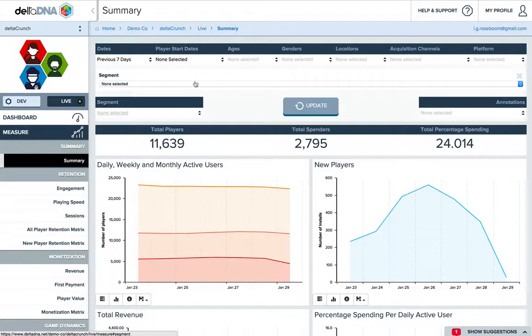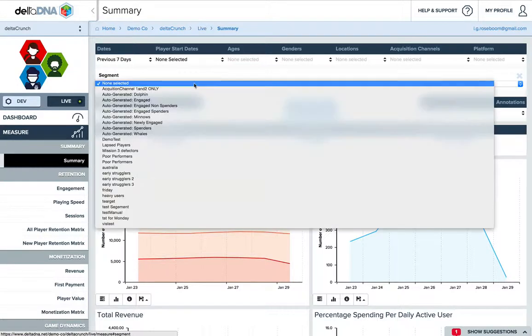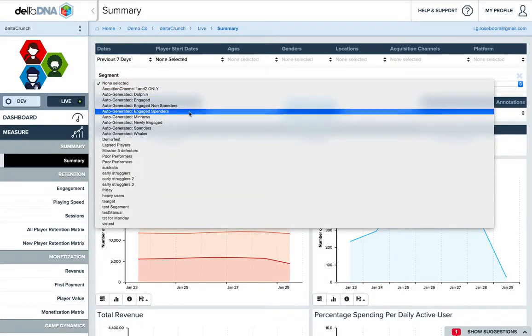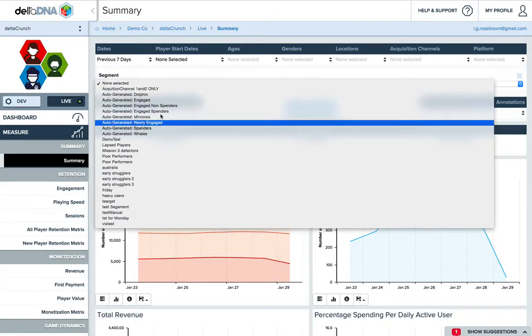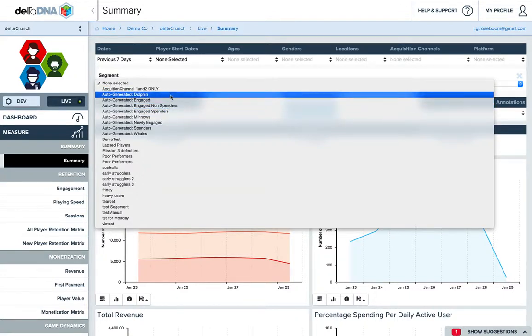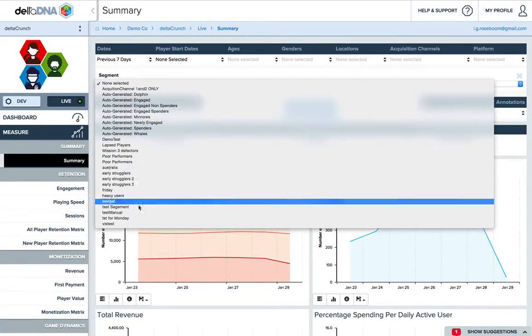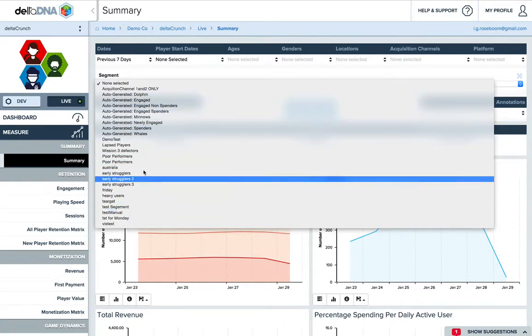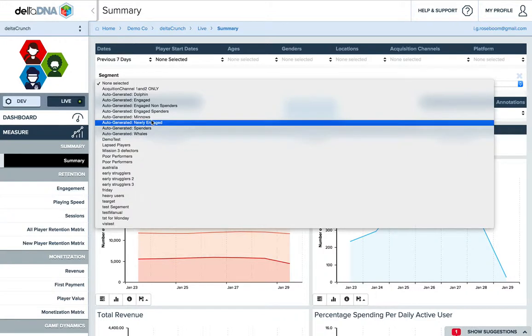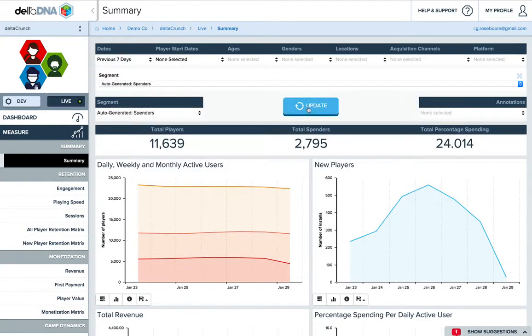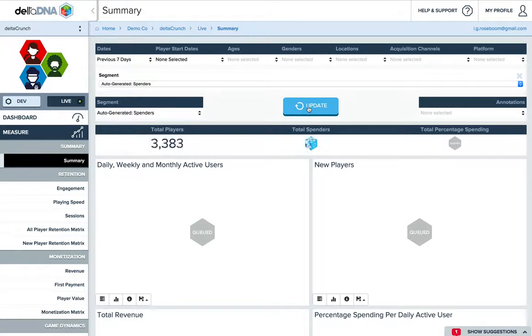The other thing you can do is filter by any segments that you've created. There are some preset segments that we populate for you, like spenders or engaged players, but of course any of the segments you create in the segmentation tool are available here for you to use. And when you filter, say we pick spenders and we update, now the charts are just going to show the people who are spenders.